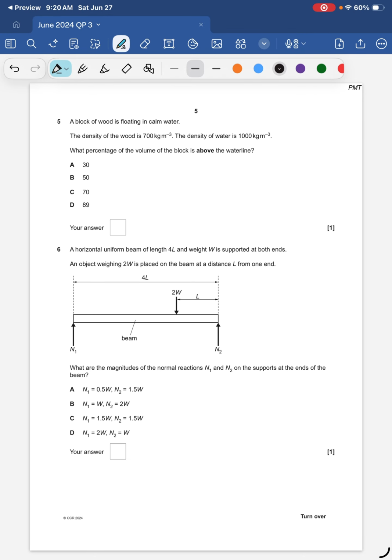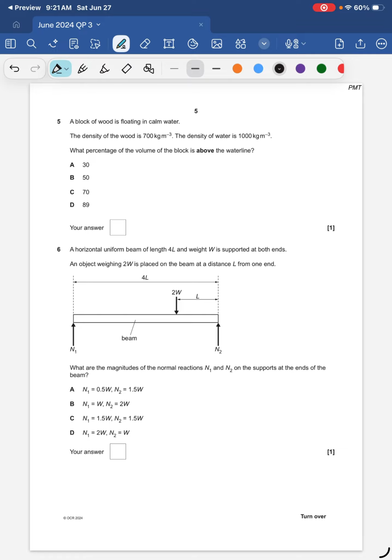Question 5 was a problem I've never encountered before in my life, so it was fun thinking about it. So a block of wood is floating in calm water. The density of the wood is 700 kilograms per cubic meter, and the density of water is 1000 kilograms per cubic meter. What percentage of the volume of the block is above the water line?